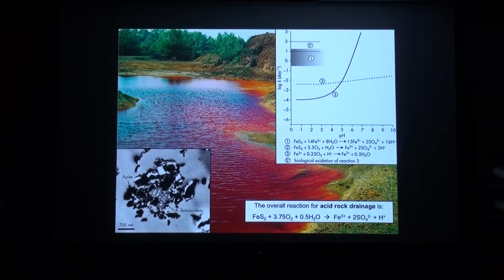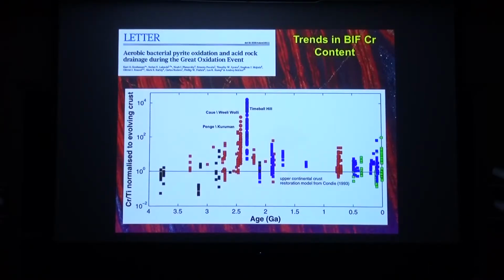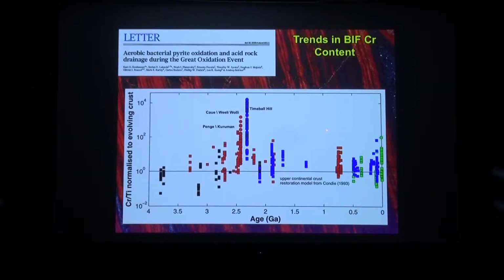In other words, our argument was you can get acidic conditions by oxidizing pyrite, and that pyrite would have been oxidized by chemolithoautotrophic bacteria on land. And just getting back to this figure, so that explains what's happening here. But then again, we never see the same high chromium afterwards, even under anoxic conditions. Why is that the case?